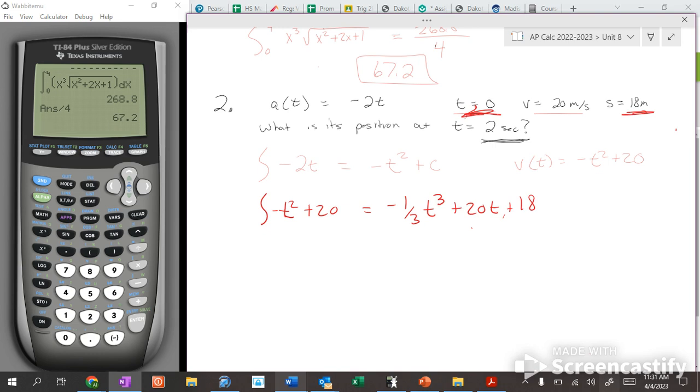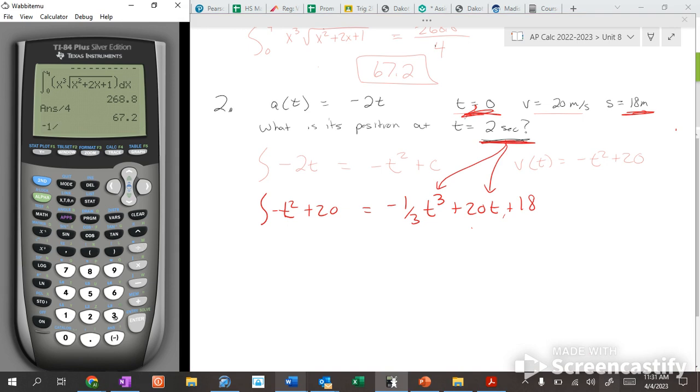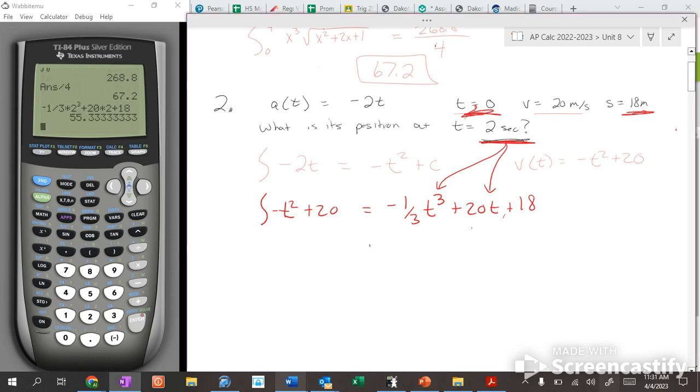Okay. So if we have that, what's the position at 2 seconds? We just throw the 2 in there. So negative 1/3 times 2 cubed plus 20 times 2 plus 18 equals 55 and 1/3 is the position. Okay, are we good there? Yes. So we got to integrate a couple times there.